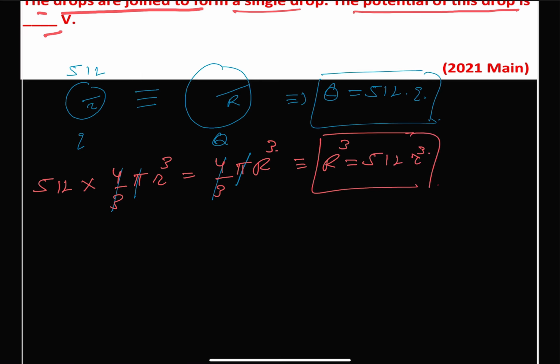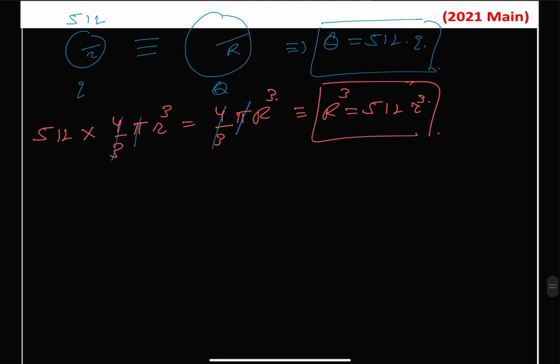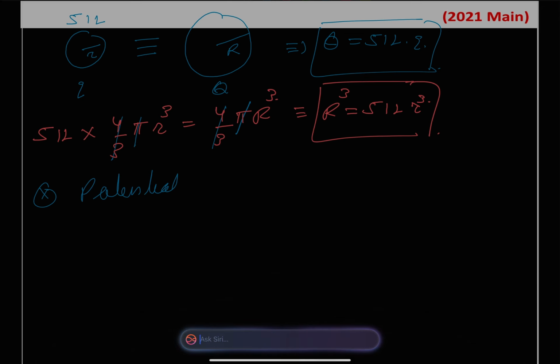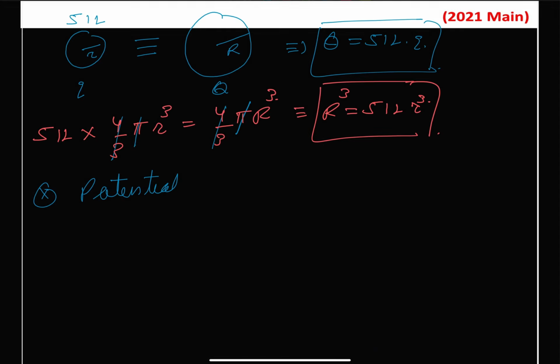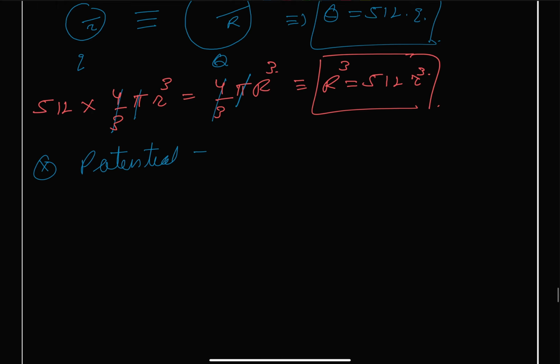And also we know that the potential we can just write in terms of proportionality. So if we have potential of V, then this V potential will be proportional to charge over radius. And this is the general formula.